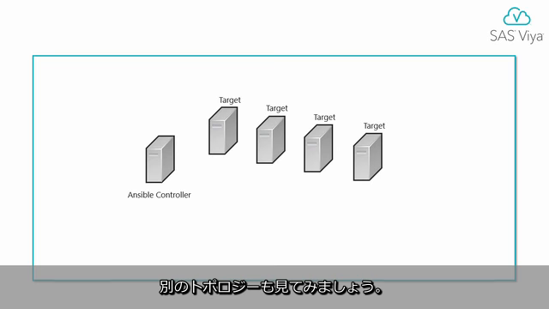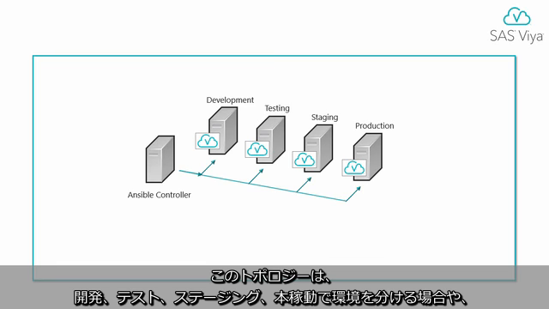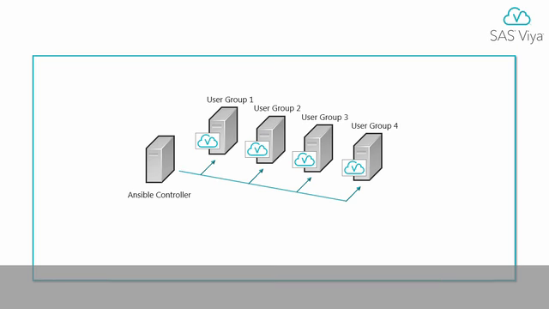Here's another topology. In this scenario, a separate Ansible controller machine deploys the same SAS Viya software to multiple target machines. This is a good option for development, testing, staging, and production environments, or for setting up the same deployment for different groups of users.